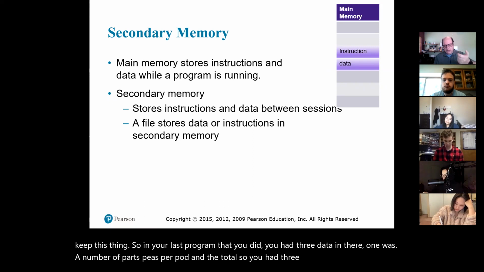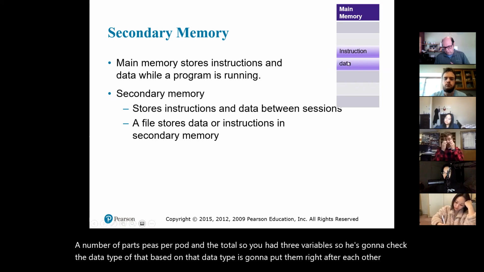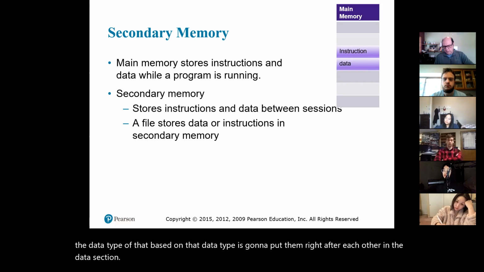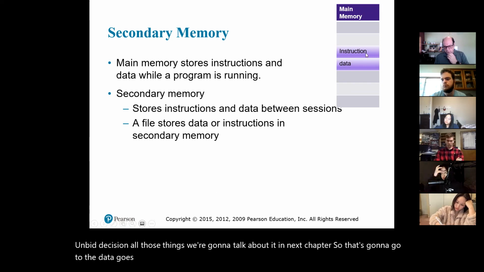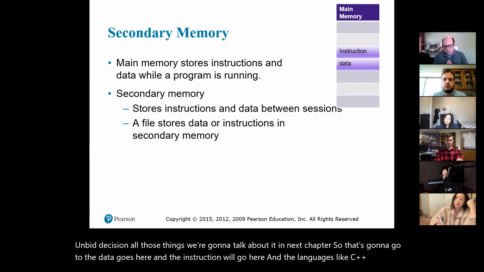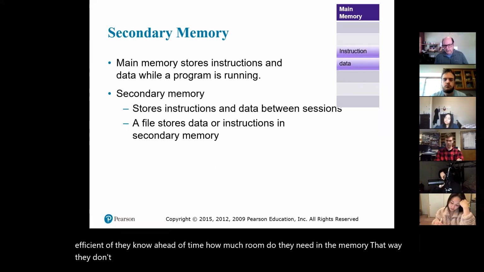So it's going to check the data type of that. Based on that data type, it's going to put them right after each other in the data section. And with the size and all those things, we're going to talk about it in the next chapter. So the data goes here, and the instructions will go here. And languages like C++ are very efficient. They know ahead of time how much room they need in the memory. That way, they don't take more than what they need.